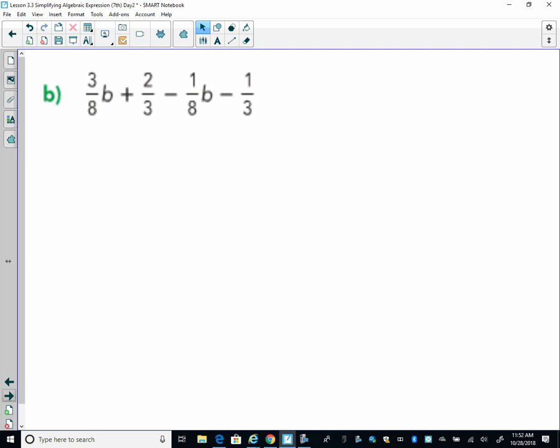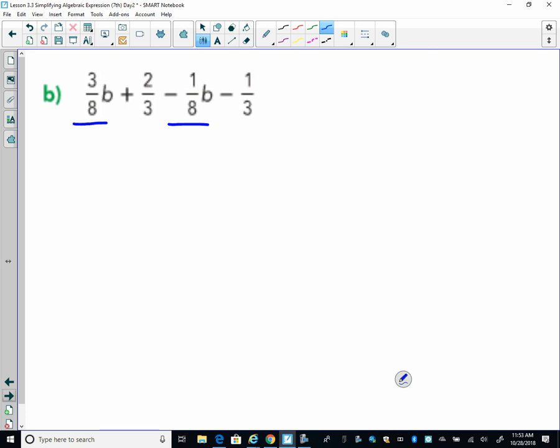Looking at another example, let's look at part B. Notice in part B, we have fractions. Some of our fractions have different denominators, and we also have some subtraction. Now we talked about in class, start looking at your like terms first before you start finding common denominators, because you don't always need to. So let's start with our B terms. I have 3/8 B, and I have 1/8 B. So my like terms already have common denominators. So I don't have to go through that extra struggle and process as well.